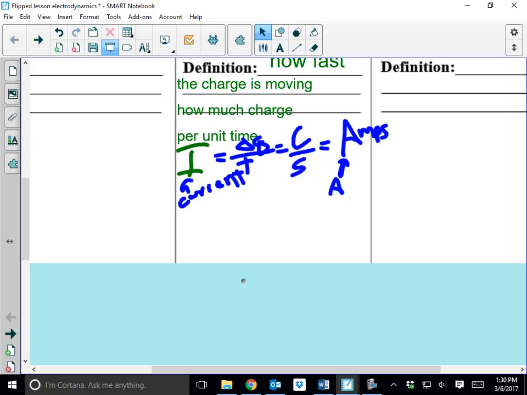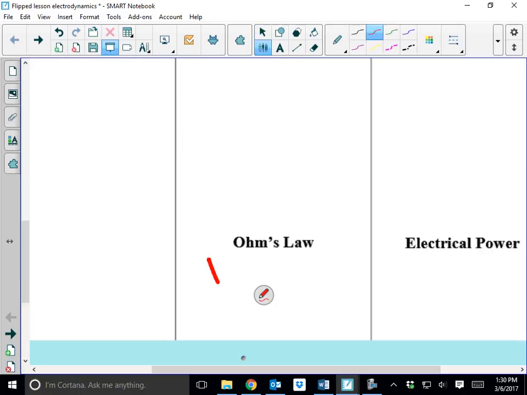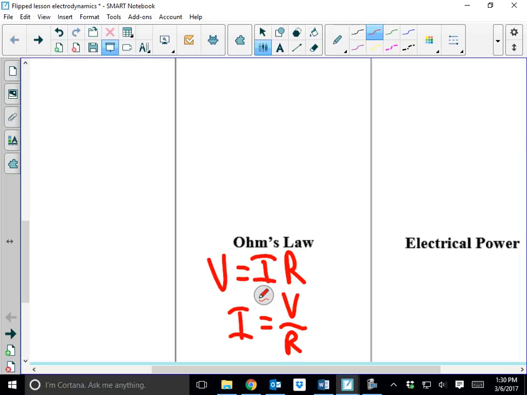Another equation that we have that deals with current is called Ohm's law. Ohm's law is voltage equals current times resistance, but if we solve that for current, we get current equals voltage divided by resistance. And remember, the unit is amp. So voltage is proportional to current times resistance, or if we solve it for current, current is inversely proportional to resistance. So it's voltage divided by the resistance.